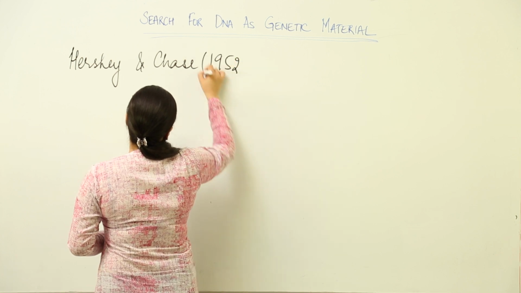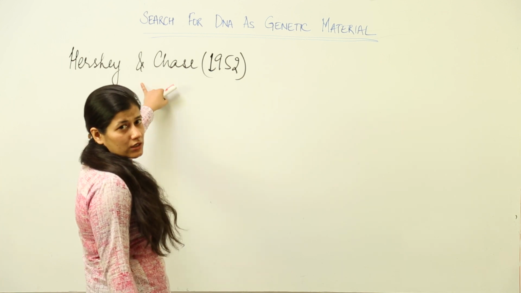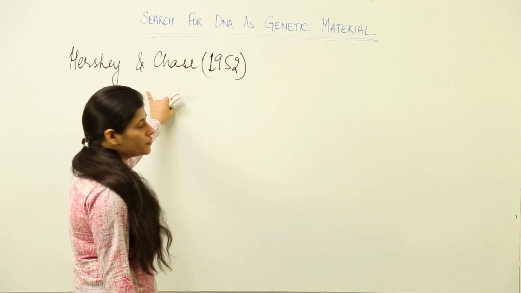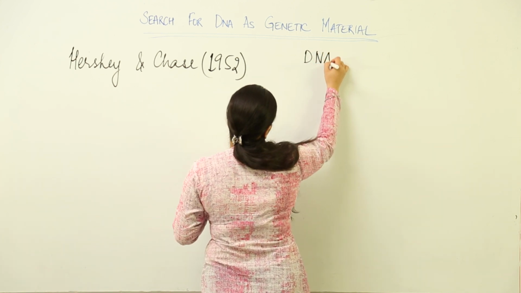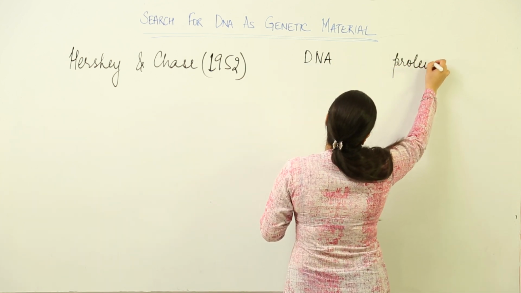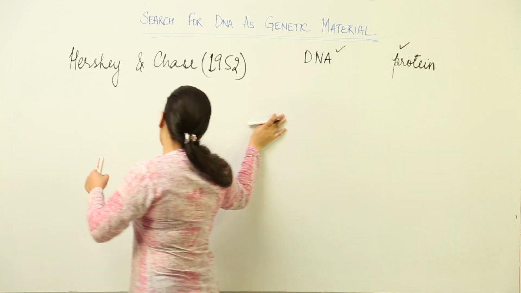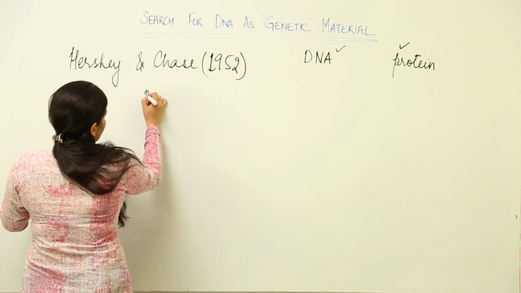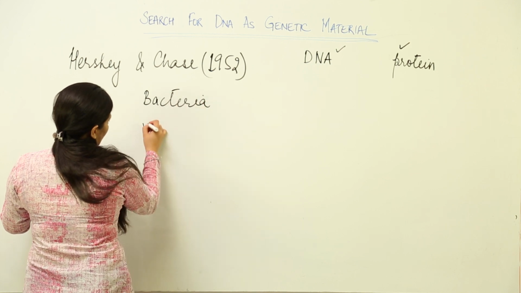Both of them had done a great deal of study in virology and bacteriology. So what they had to prove was that it was DNA and not proteins which were the genetic material. So as the two tough contenders, they chose that whatever explanation comes, it comes from bacteria and virus. Now, why bacteria and virus?